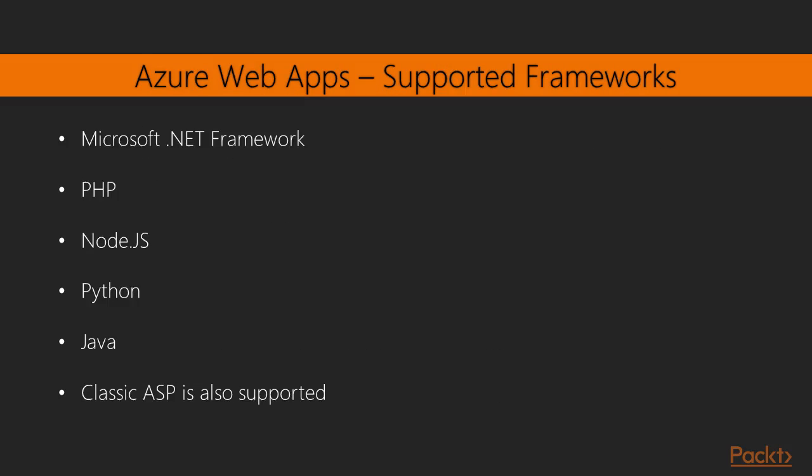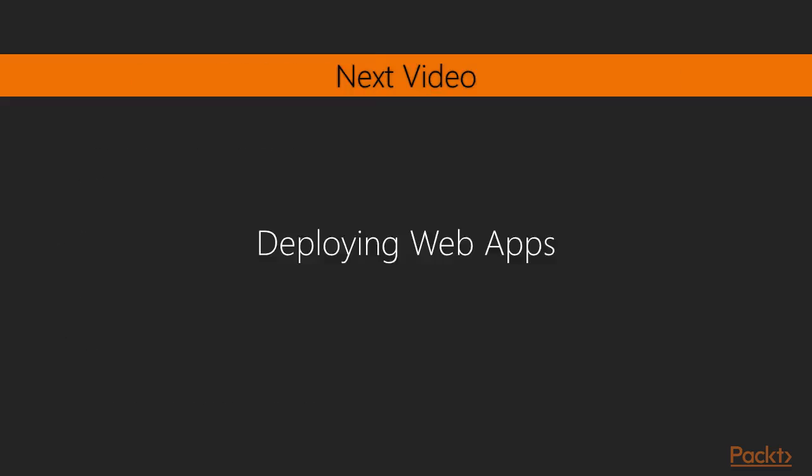When thinking about Azure Web Apps and the supported frameworks at the time of creating this course, they obviously support Microsoft .NET Framework, allowing you to migrate on-premises running ASP.NET web applications. Thanks to Microsoft .NET, it also supports PHP-based websites, Node.js, Python, Java, and even classic ASP is still supported. So this was a quick introduction on Azure Web Applications, where I would like to invite you for the next video in which I'll walk you through the deployment of web applications in a couple of different ways.